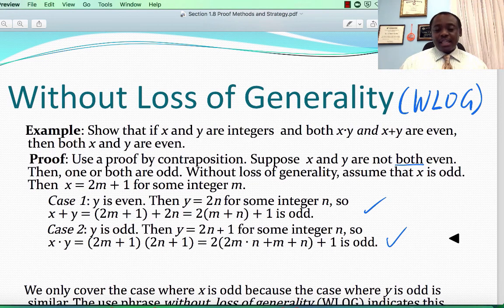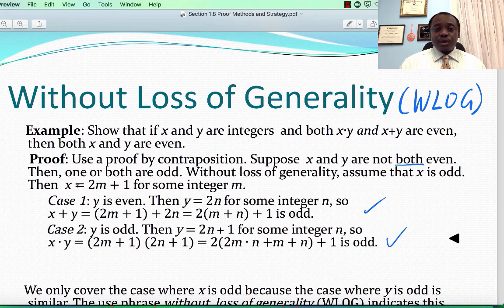So in this particular case, without loss of generality, let us assume that x is odd. If x is odd, then there are 2 possible cases: x odd, y even, or x odd, y odd. If we can verify those, then without loss of generality, the problem would be done. If x is odd, then x can be written as 2m plus 1 for some integer m.